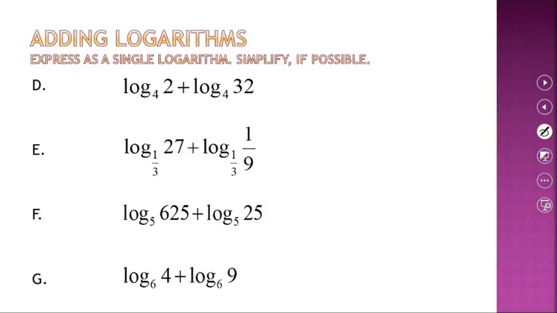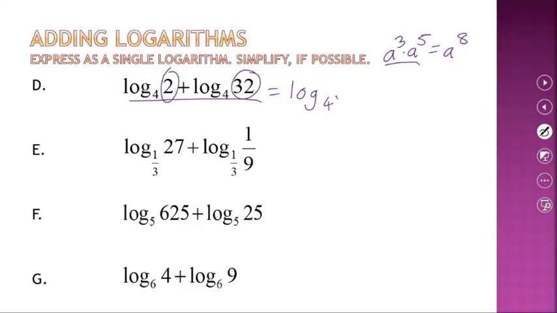That's the trick, kind of like with the exponents. Remember when you had a to the third times a to the fifth? Yes, you're multiplying, but you're not actually multiplying anything. You combine them by adding the exponents, and essentially it's the same thing here. So we have log base 4 of 2 plus log base 4 of 32. We're not actually going to add them. If we're going to combine these logarithms into one logarithm, we do so by multiplying these numbers. 2 times 32 gets us to log base 4 of 64.